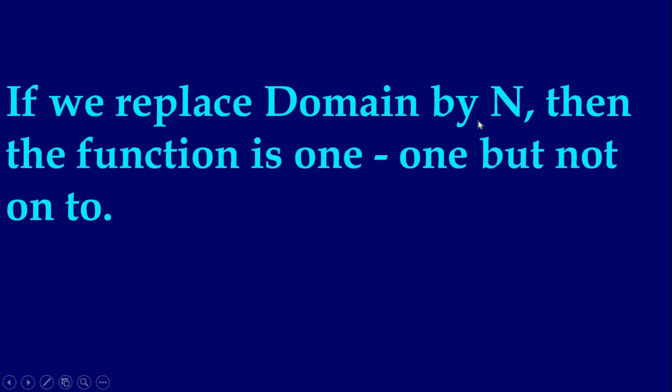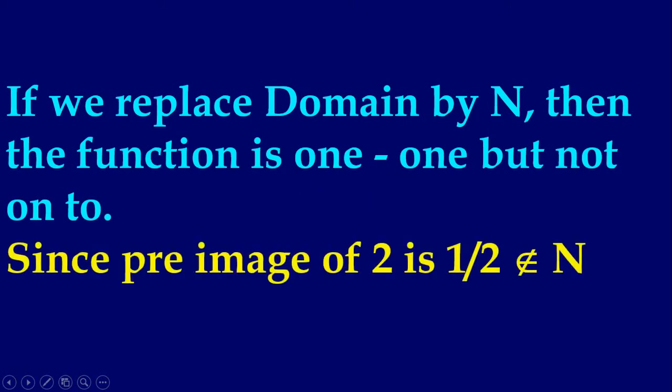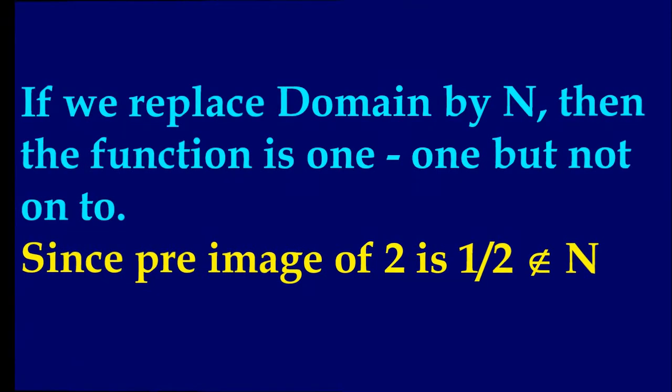If you replace the domain by N, then the function is a 1-1 function, but it is not onto. So this function is 1-1 when the domain is N, but it is not onto. Since the pre-image of 2 is 1/2, it is not a natural number. So this function is not onto.